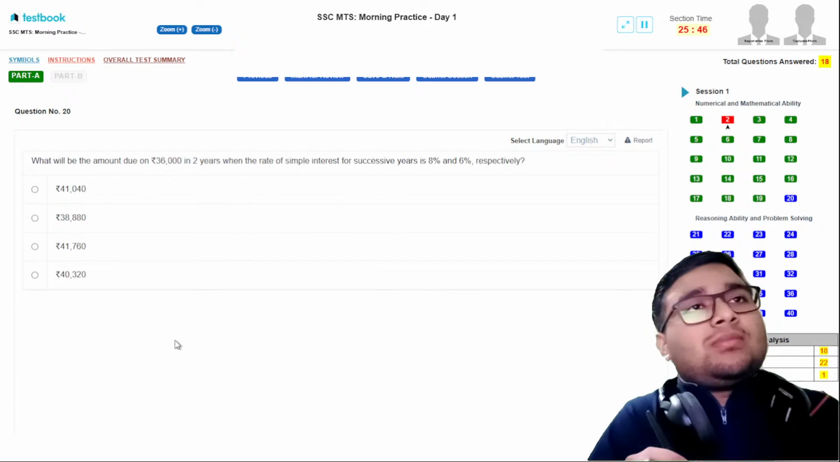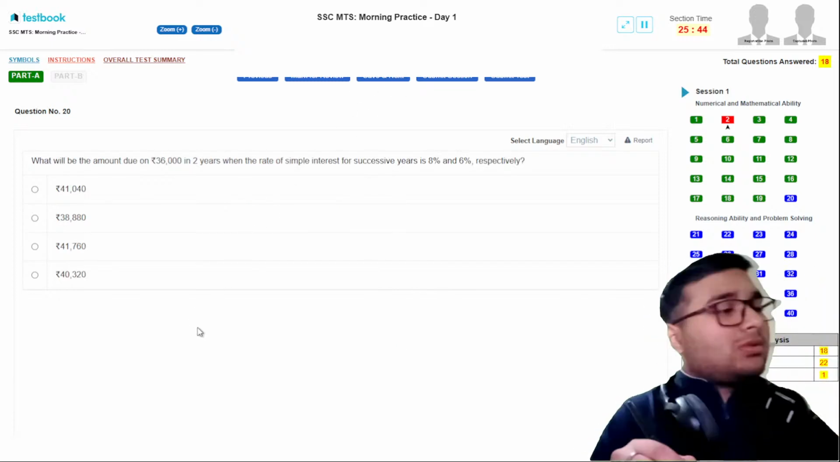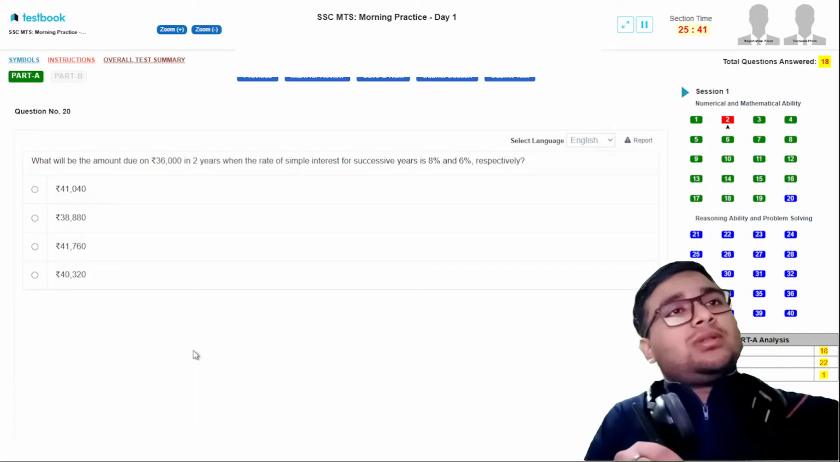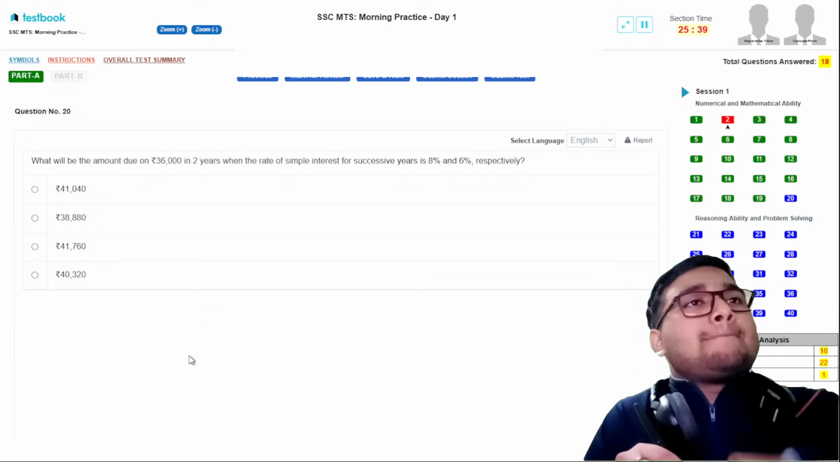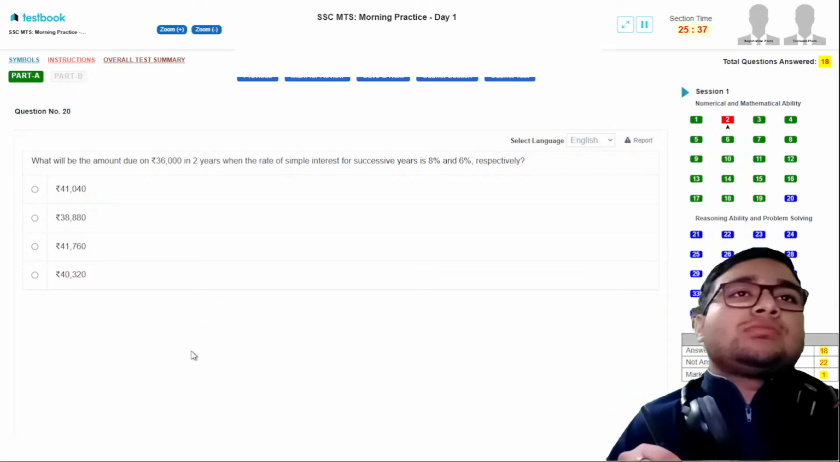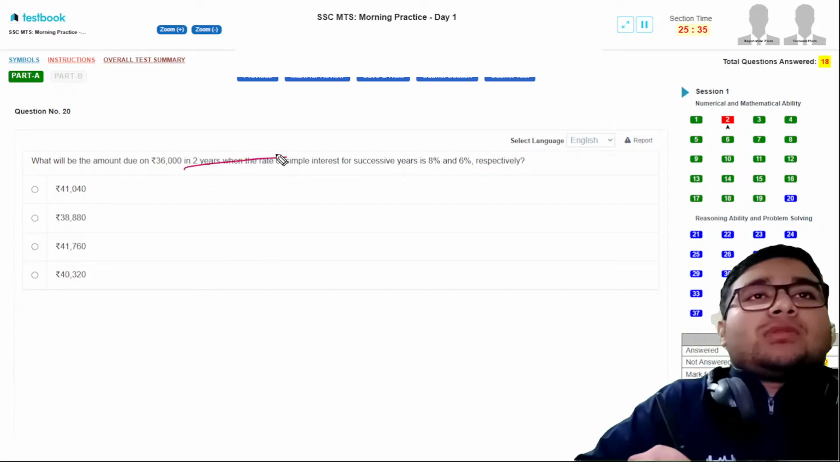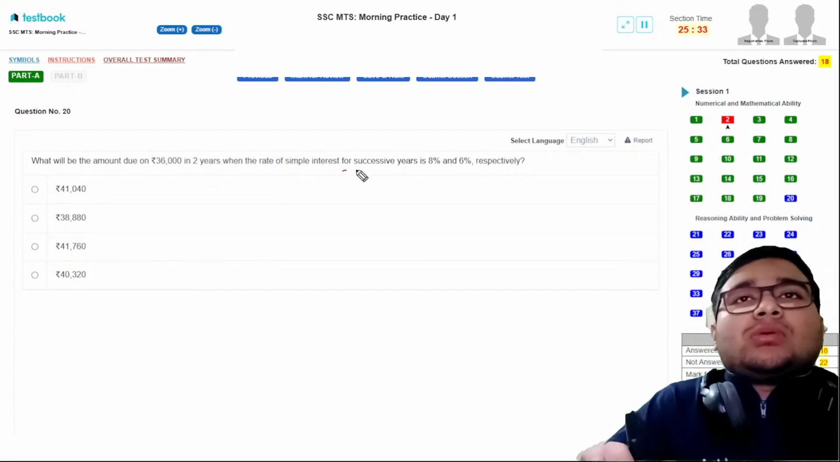What will be the amount due? What will be the amount in 2 years when the rate of simple interest for successive years is 6 and 8% respectively?